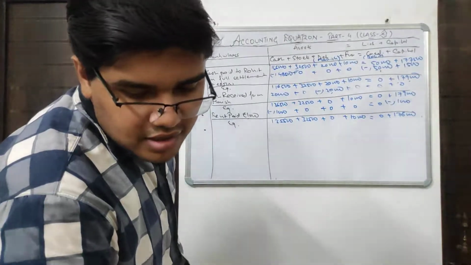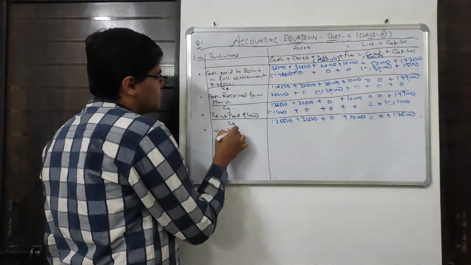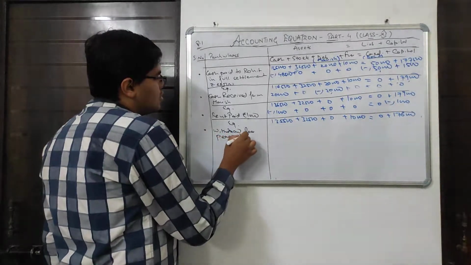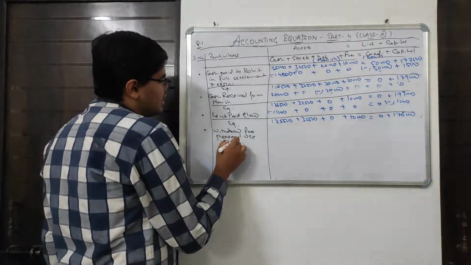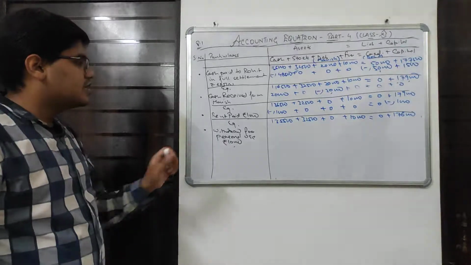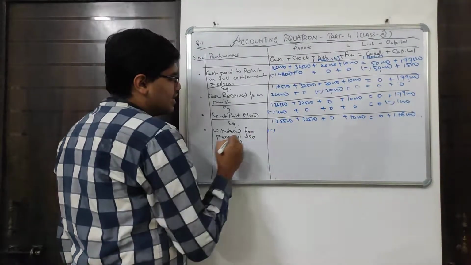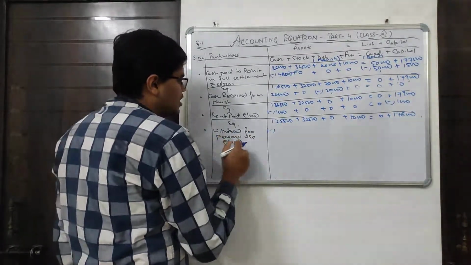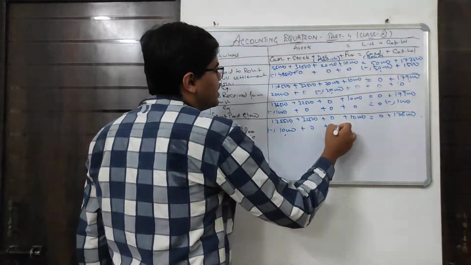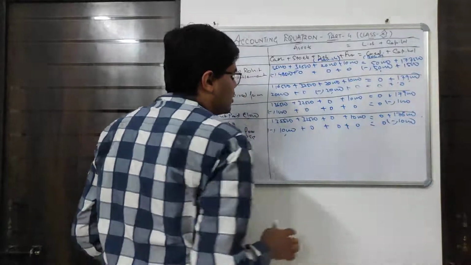Last transaction is withdrawal for personal use, rupees 10,000. Now the businessman is withdrawing 10,000 from the business for personal use. So the 10,000 acts as an expense, so it will be deducted from cash as well as capital. So 10,000 will be deducted from here, no change in stock, no change in debtor, no change in furniture, no change in creditor and 10,000 will be deducted from here.